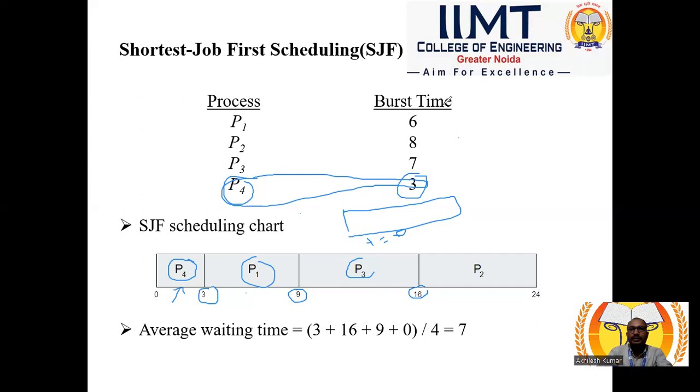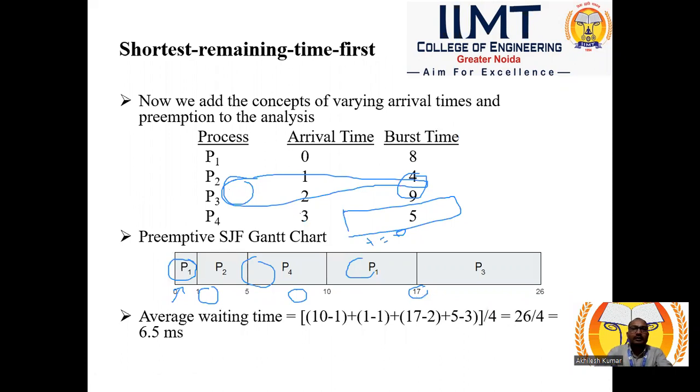Now we understand the next algorithm. Next algorithm is shortest remaining time first. Shortest remaining time first algorithm. This algorithm is a preemptive type of algorithm for CPU scheduling.